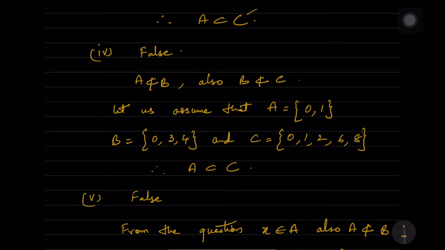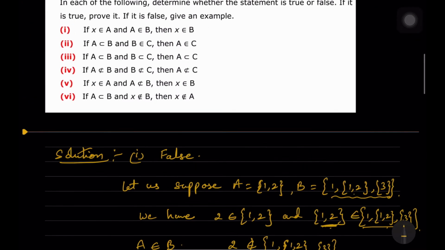Now since {0, 1} is not there in B, therefore A is not a subset of B. And since B, {0, 3, 4}, is not there in C, therefore B is not a subset of C. But here we have that A is a subset of C, because {0, 1} is there in C. So therefore A is a subset of C. But here he is telling that A is not a subset of C. We have proved that A is a subset of C is the correct statement, true. But if A is not a subset of C, it is a false statement.